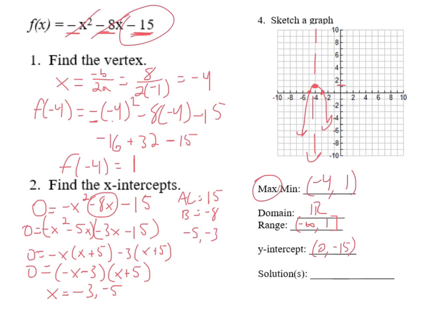And then it asks for the solutions. Remember, solutions is just another word for x-intercepts, just like roots, right? Solutions, roots, x-intercepts all mean the same thing. So I'm going to write my answers to when I found the x-intercepts, which were -5 and -3.